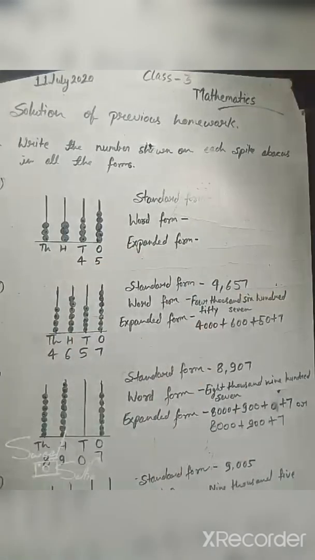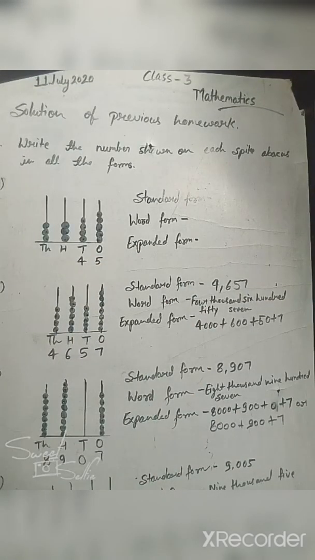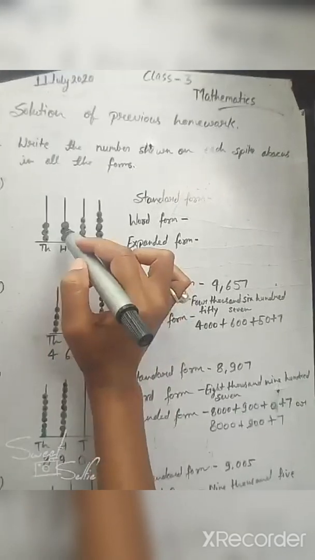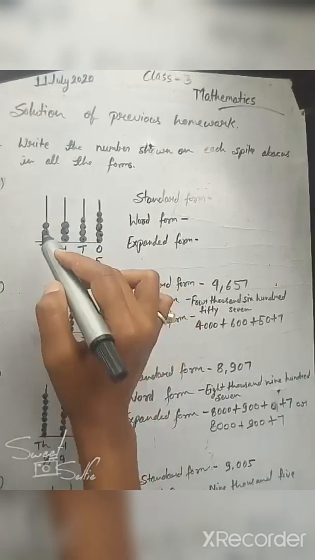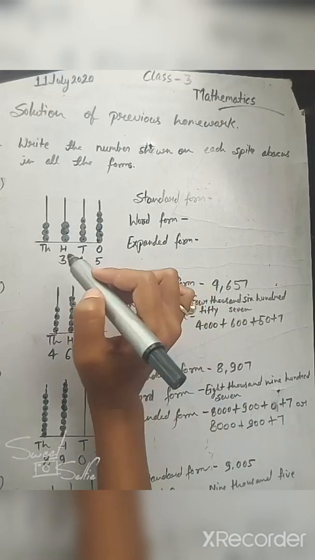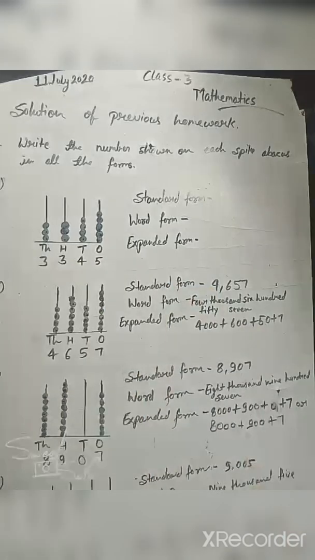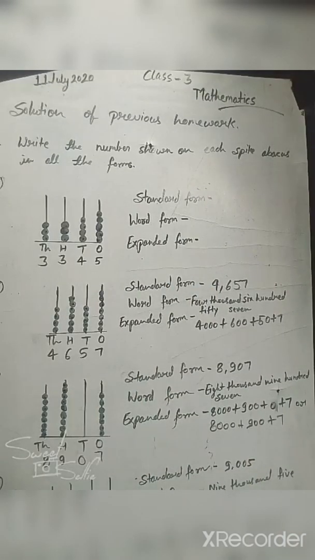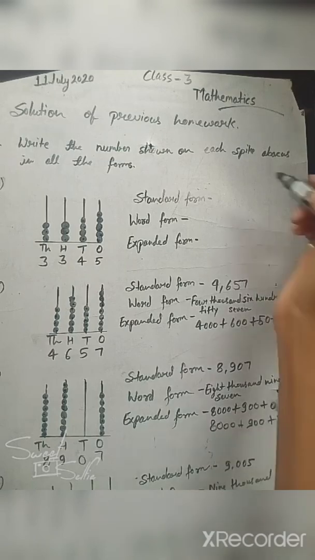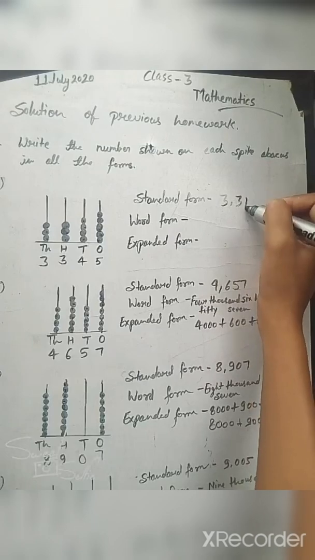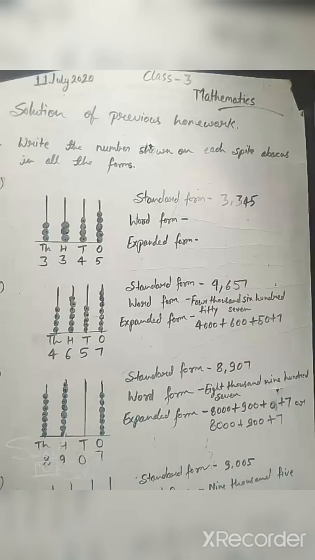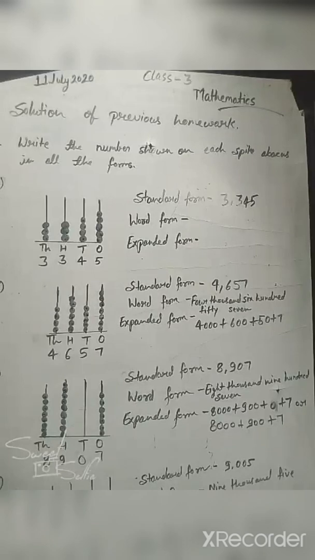It means 4 tens. Okay, at 100 place 1, 2, 3 beads, and again 1, 2, 3 beads on 1000 place also. So now we have to write it in all 3 forms: standard form, word form and expanded form. So in standard form we will write it 3345. Okay, and in word form, how will we write it?